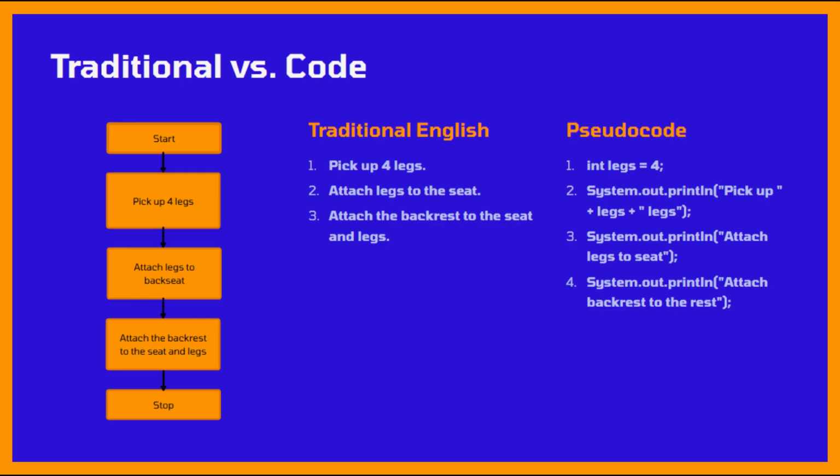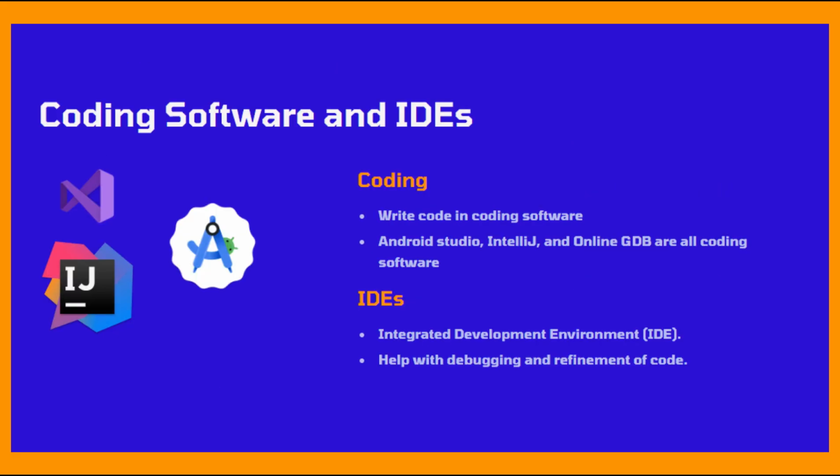Computers take anything that you tell it to do quite literally. So if you were to say, attach the legs to the seat without specifying how many, your program may attach way more or way less amount of legs to the chair, whereas humans know that a chair should only have 4 legs. For your code to run properly, you will need a specified area to write it, using coding software.